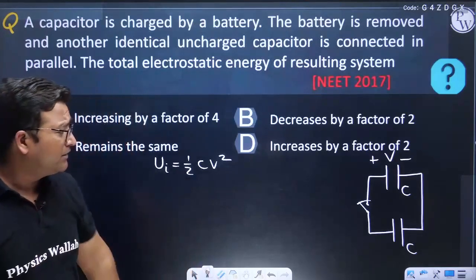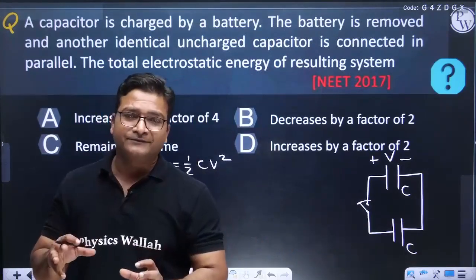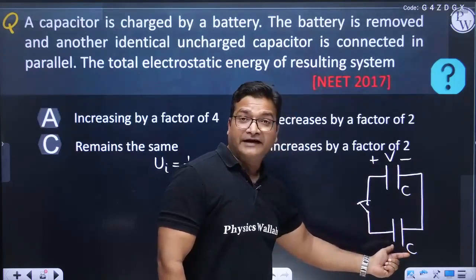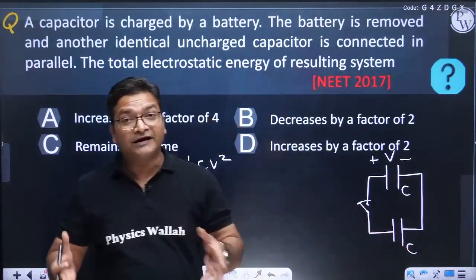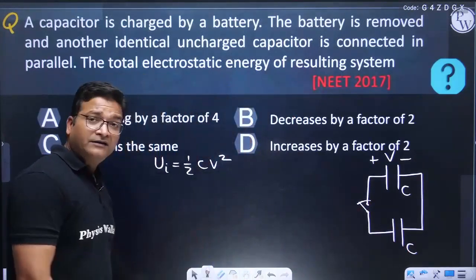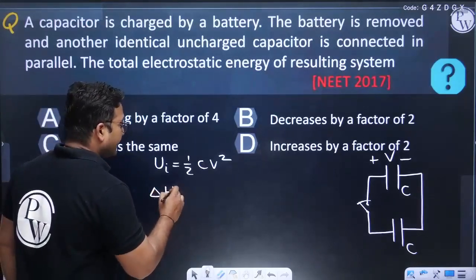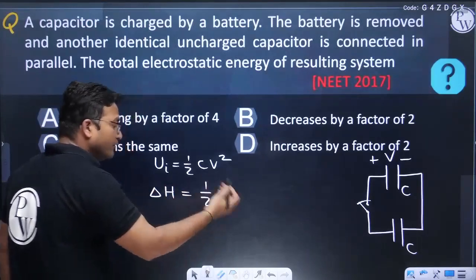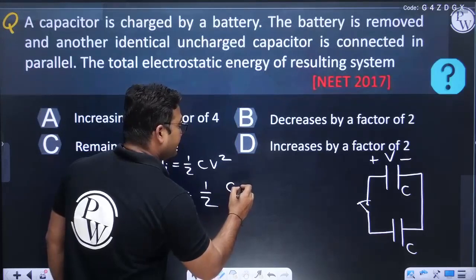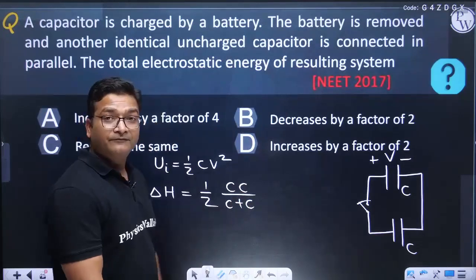The common potential can be found by comparing this to a collision of two masses. One mass has mass m, velocity v, and another mass has mass m and with zero velocity, as there is no potential drop across it. But as we have to just find the heat loss, let me write directly: heat loss will be written as half mu v relative square. In place of mu, I'll write C1 C2, that is C C upon C plus C, times v relative.